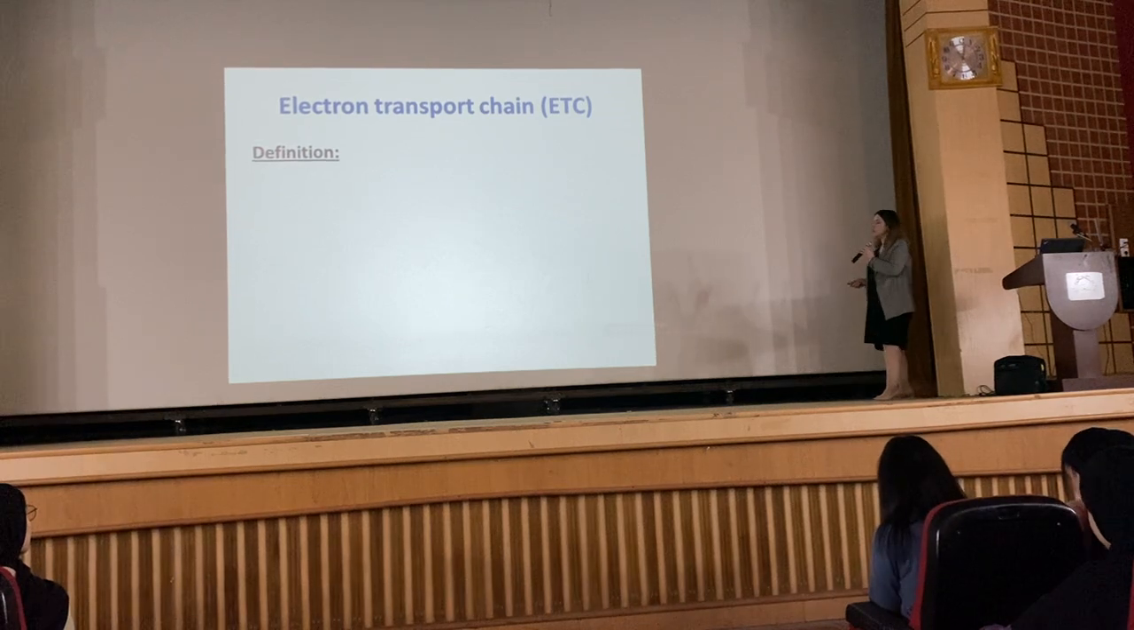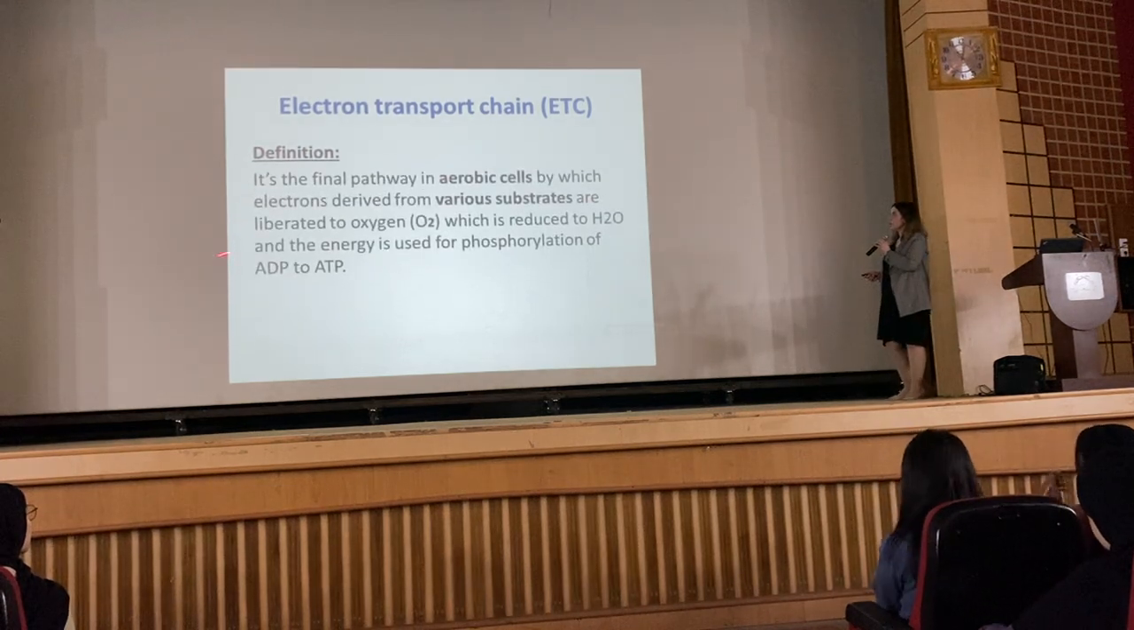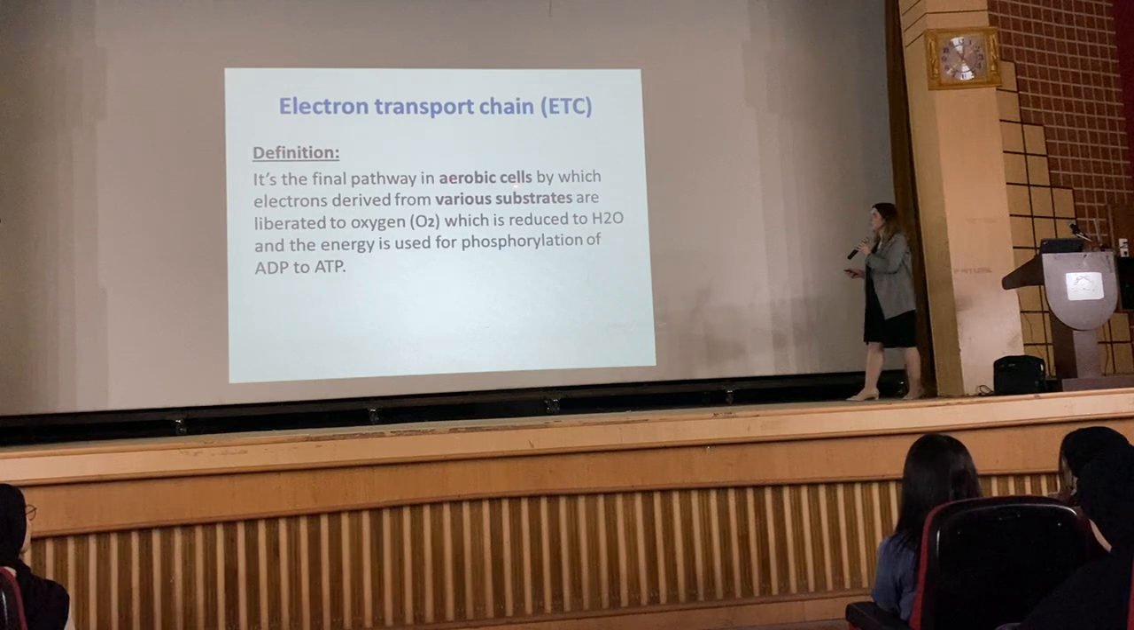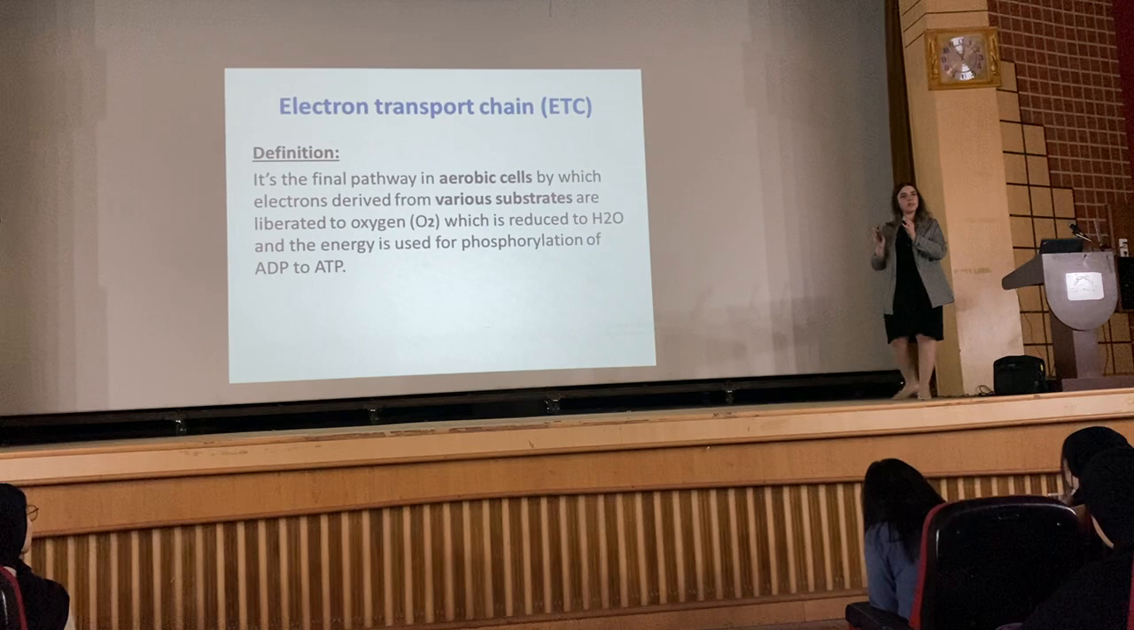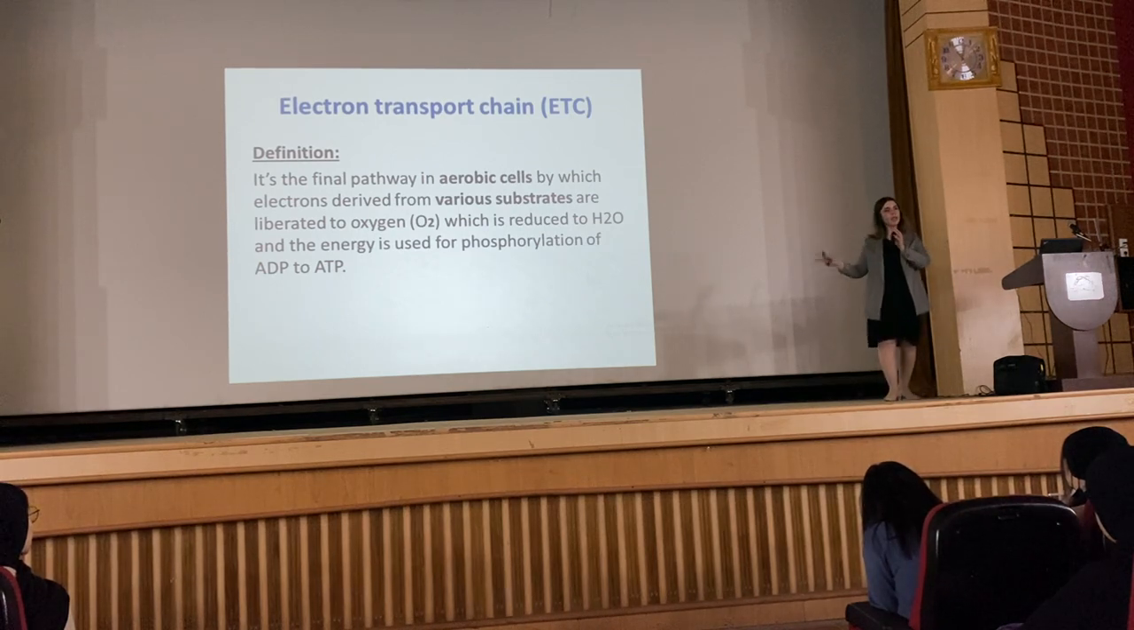So what is the electron transport chain? We said it is the final pathway in aerobic cells, through which protein, fat, and carbohydrate can pass. How many final pathways are there? The electron transport chain and oxidative phosphorylation.